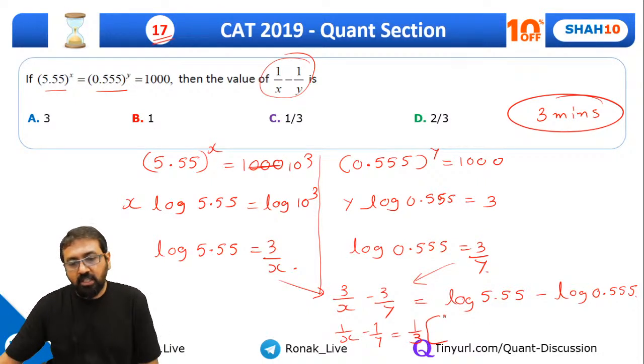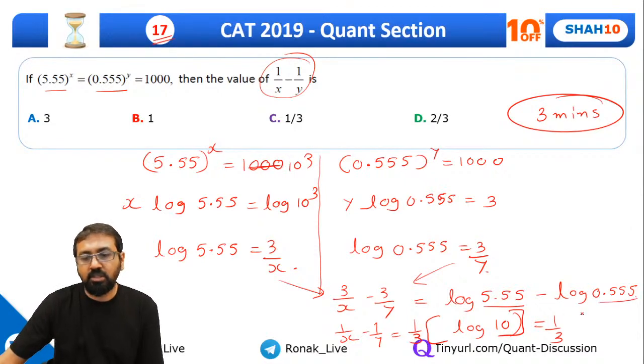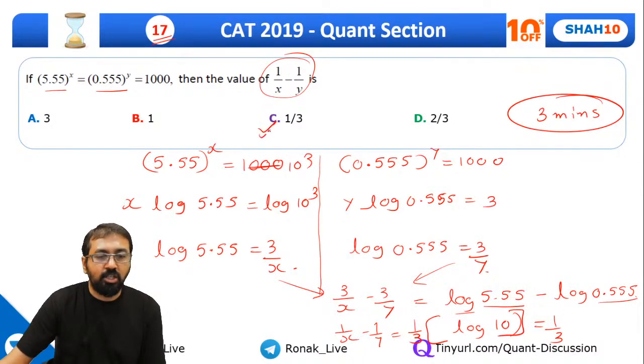Now what will be this one? Log of 5.55 minus log of 0.555, so it will come out to be log of 10. So this is nothing but 1. This upon this is 10, log of 10 is 1, so this will come out to be 1 by 3, option C. Still I have kept it in tough category.